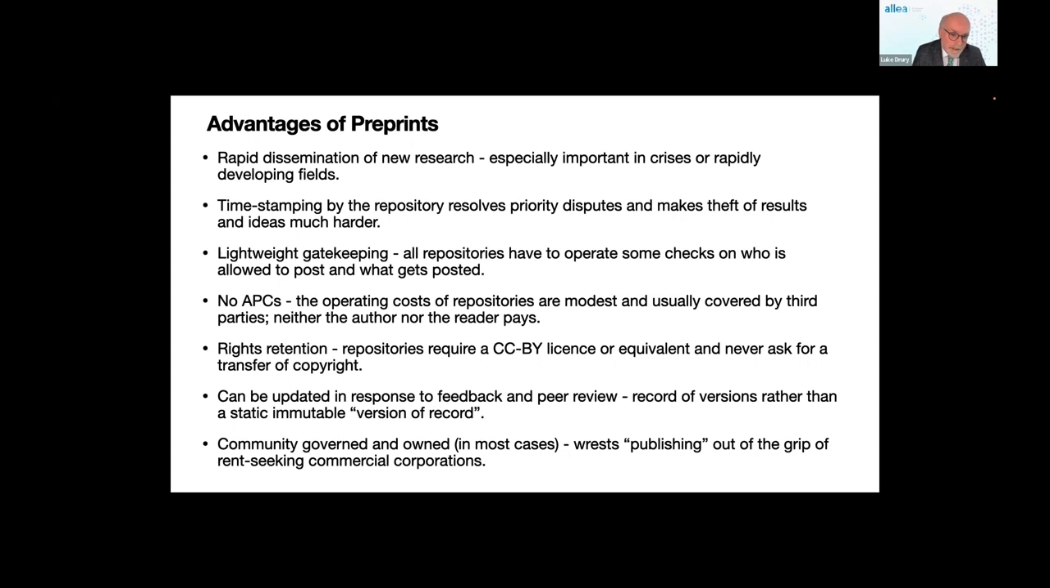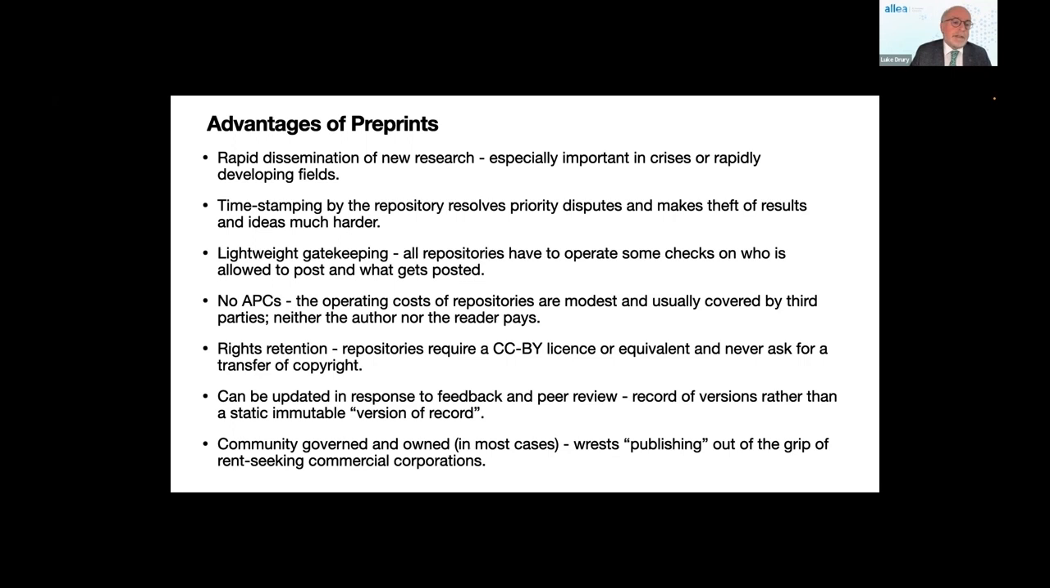Lightweight gatekeeping. Repositories don't operate full peer review, but they all have to operate some checks on who is allowed to post and what gets posted. You have to keep the cranks out. In the case of arXiv, you have to have previously published a paper on arXiv or be recommended by somebody who's done so to get onto it. And in rare cases, you can be banned if you post absolute rubbish. So there has to be some form of lightweight gatekeeping. It's not full peer review, but it will make sure that the repositories on the whole carry useful material.